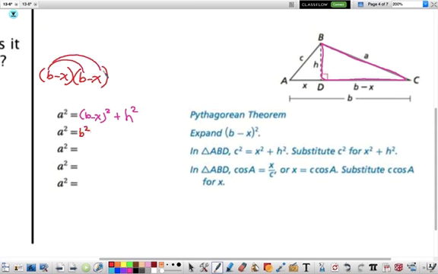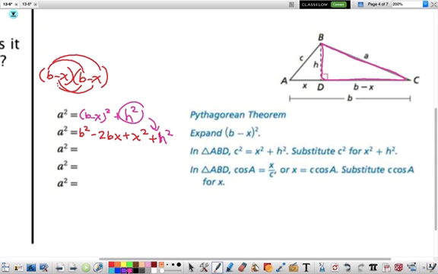I have a negative BX and a negative BX. So how many of those negative BXs do I have? 2. So I have 2 negative BXs. And then finally I have a negative X times a negative X, which gives me a positive X squared. What do I still have over here? H squared. Great. Now I see I have an X squared, an H squared, and an X. So that's what I want to try and get rid of.